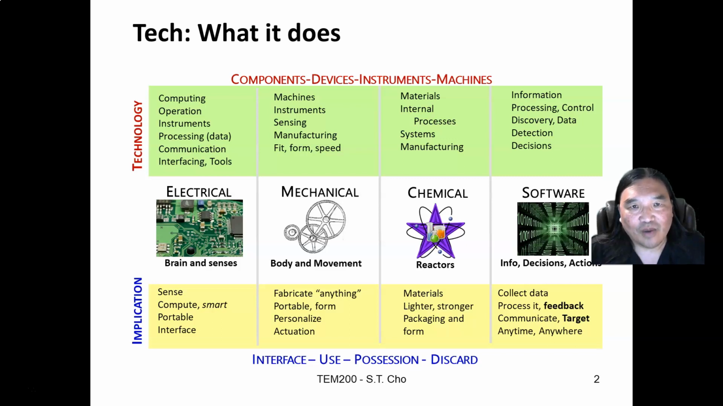Electrical is supposed to mimic the brain and the senses. Mechanical is about if you have things that are in motion. Chemical is reactors. You're all just big bags of dirty salt water. And software is about how we process information.